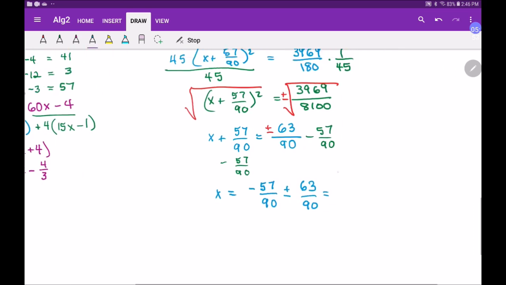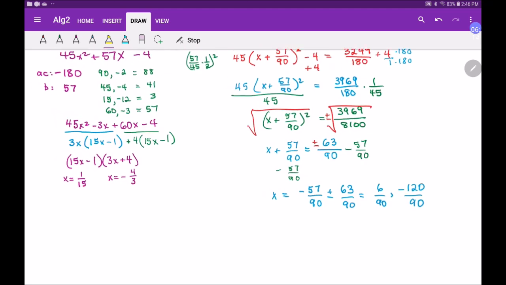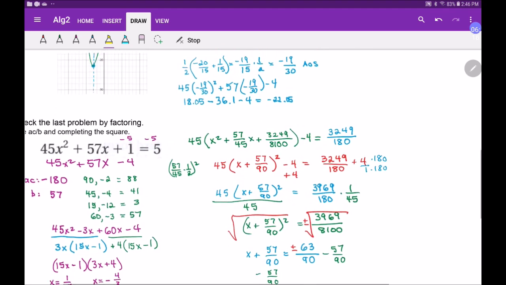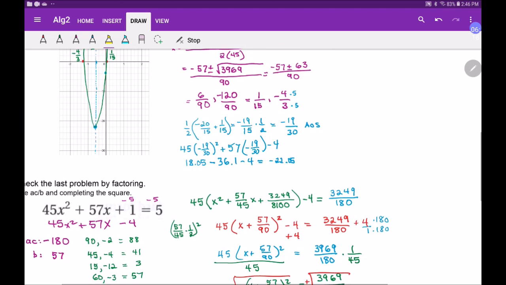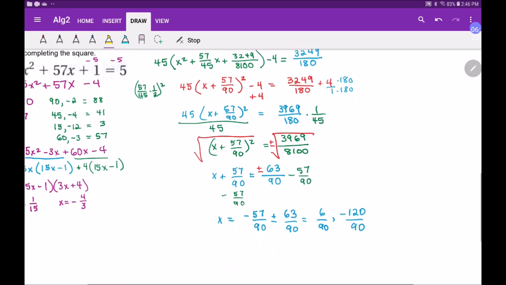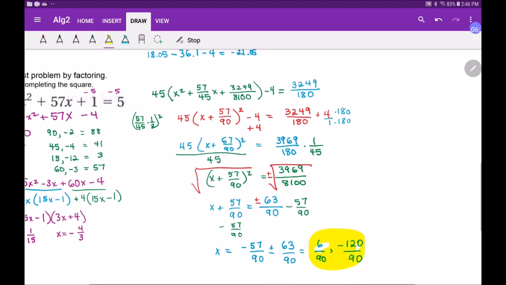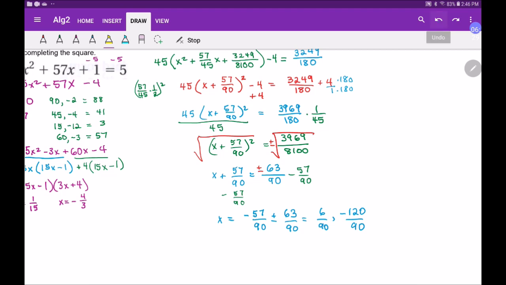Okay, so I know what happens when I add. I get 6 over 90. That seems pretty familiar at this point. And negative 63, that's going to be negative 120 over 90. And I think you can see from before that somewhere, was it up here? Where did this happen? There, it happened up here with our quadratic. Same thing happens down here. So we're going to the same place, and that's good news. We just wanted to confirm it, okay?